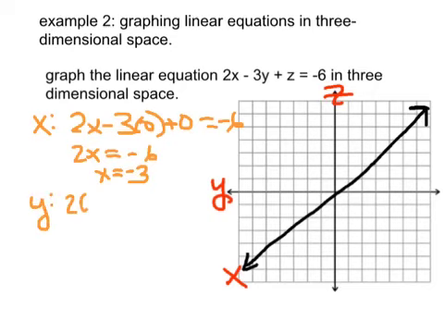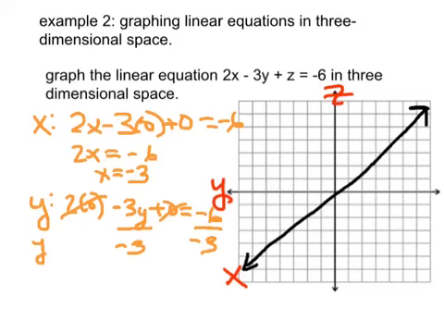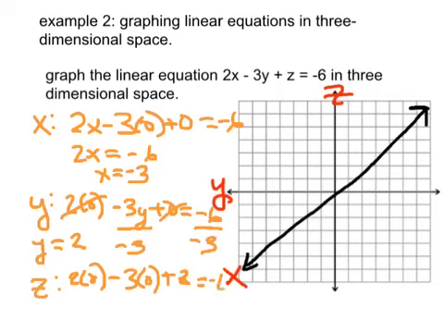Y: set x equal to 0, 2 times 0 minus 3y plus 0 equals negative 6. Divide both sides by negative 3. Y equals 2. And z: 2 times 0 minus 3 times 0 plus z equals negative 6. Z equals negative 6. And we can go ahead and graph that.